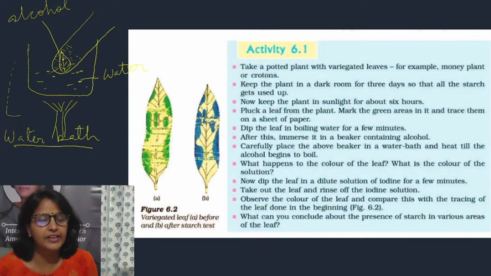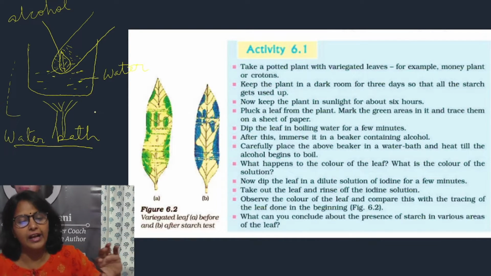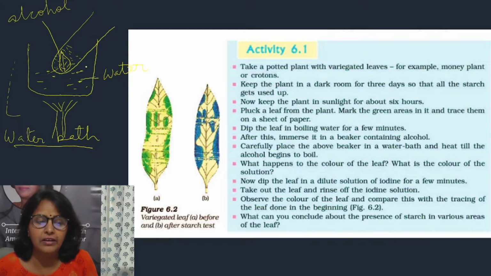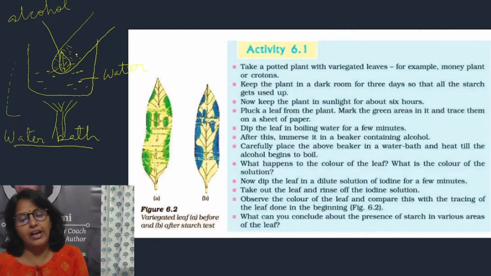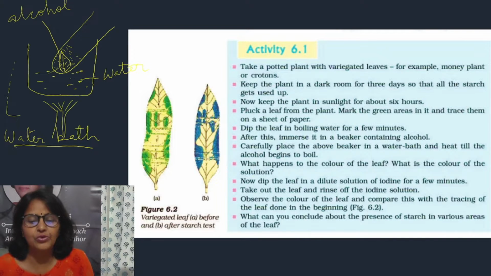What will happen because of this alcohol boiling? The green color of the leaf, that is green and yellow pigments, will start coming out, and the liquid that we had taken as alcohol will start turning green slowly. All the chlorophyll and other pigments of the leaf will be dissolved in alcohol, and the color of the alcohol will change. So what happens to the color of the leaf? The leaf becomes transparent, white in color. And what will be the color of the solution?